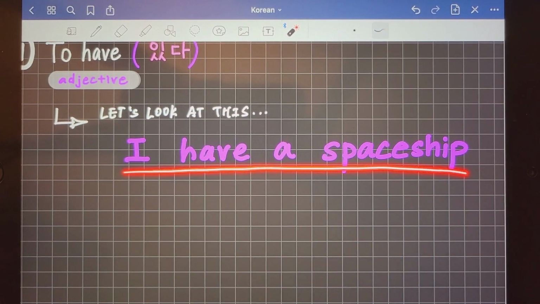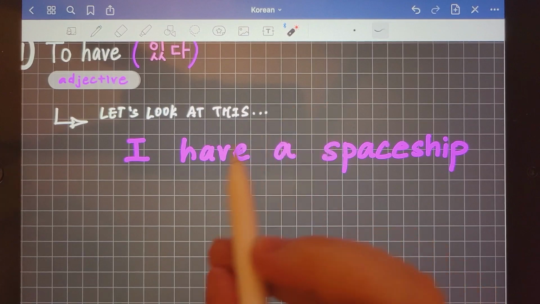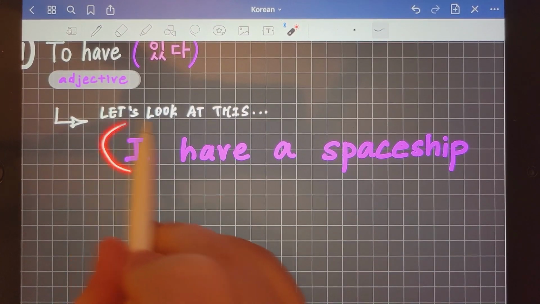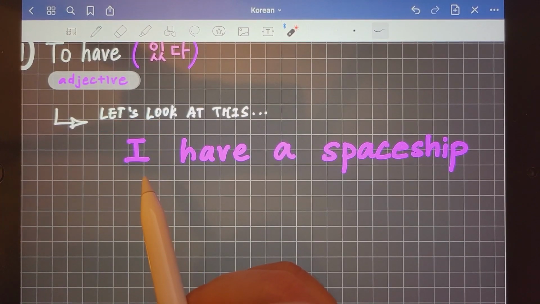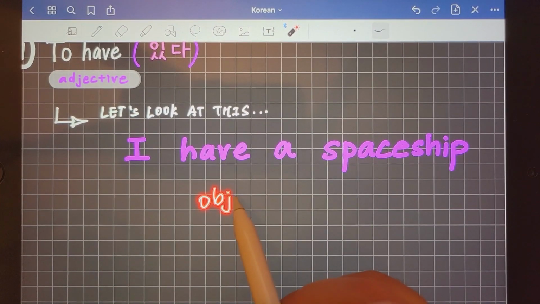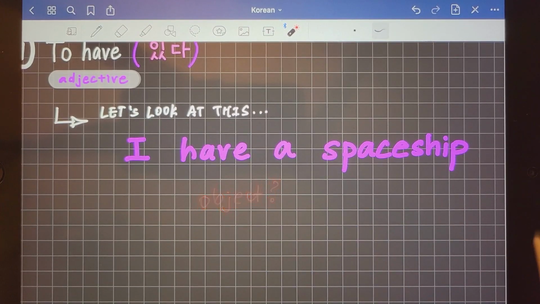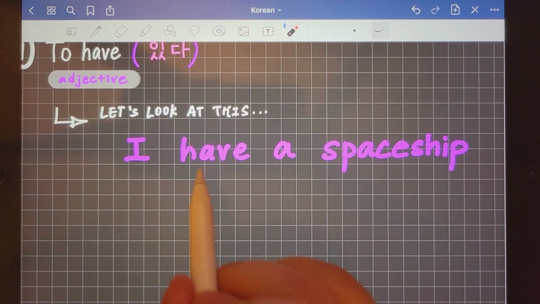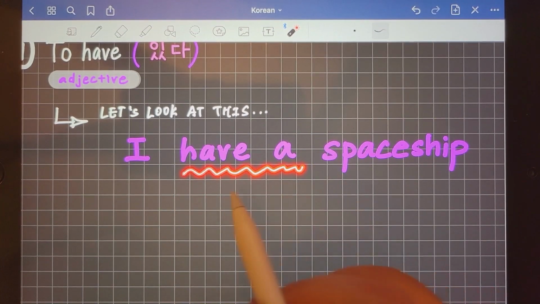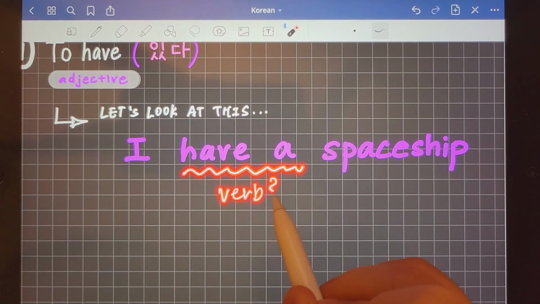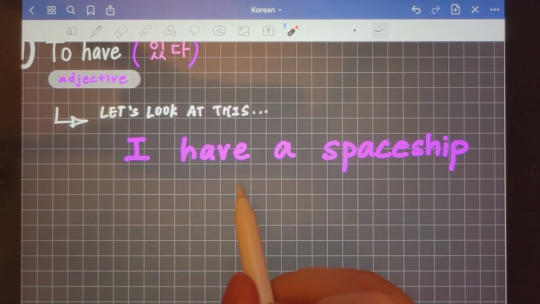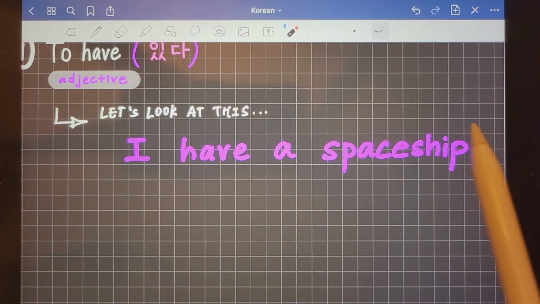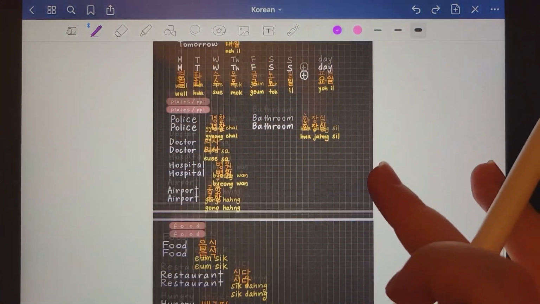Let's see. First, we want to find out which is the subject. Yes, it is I. So, we first have I as the subject. And now, where's the object? The spaceship, yes. So, we have the spaceship as the object. And now, have. Is that a verb? No. Remember, we said that it's an adjective. And it's very important to be able to differentiate that.